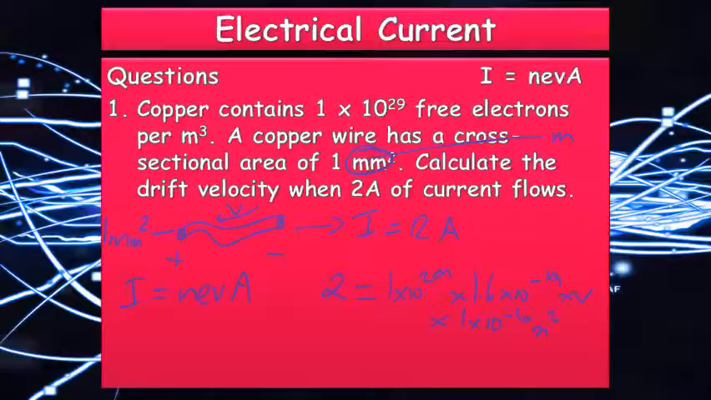Okay, so if we rearrange that equation, we have v equaling 2 divided by 16,000. So the answer will become about 0.000125 meters per second, about 8 millimeters per minute. So a pretty slow little movement of electrons at 2 amps. Okay, because 2 amps is really small anyway. Okay, so that's how we use that equation to try and find drift velocity.